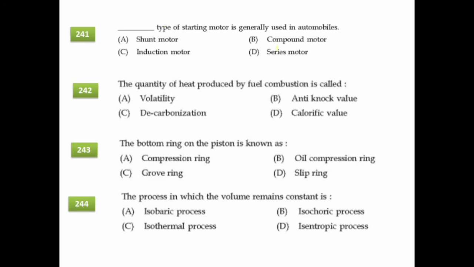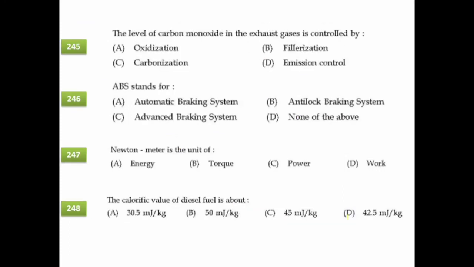Dash type of starting motor generally used in automobile is series motor. The quantity of heat produced by the fuel is called calorific value. The bottom ring on the piston is known as oil compression ring. The process in which volume remains constant is isochoric process. The level of carbon monoxide in the exhaust gas is controlled by emission control.